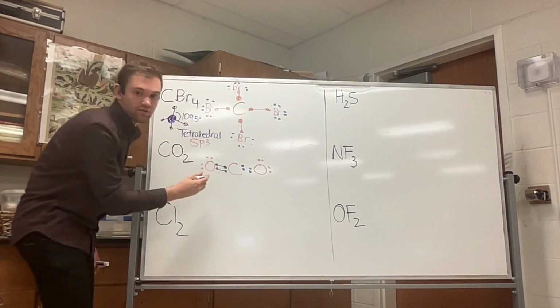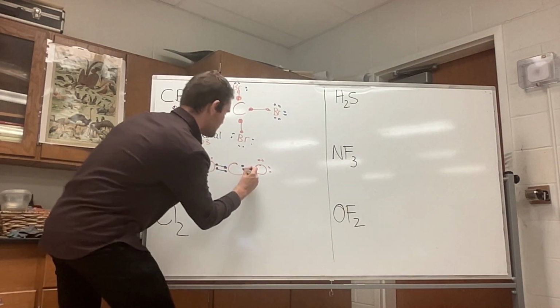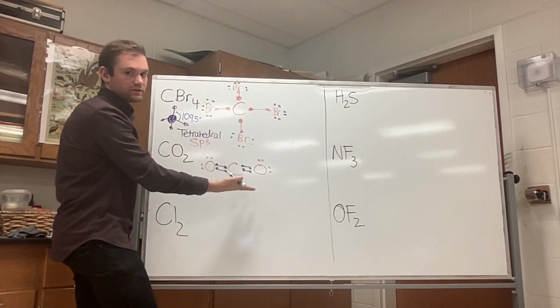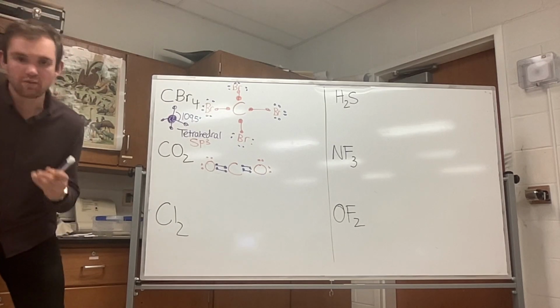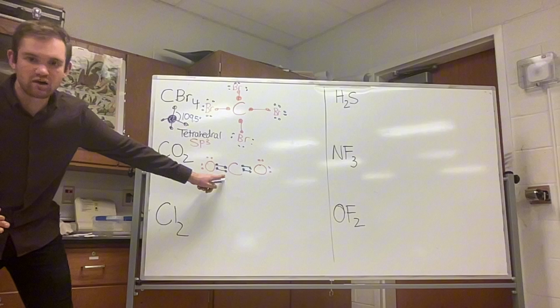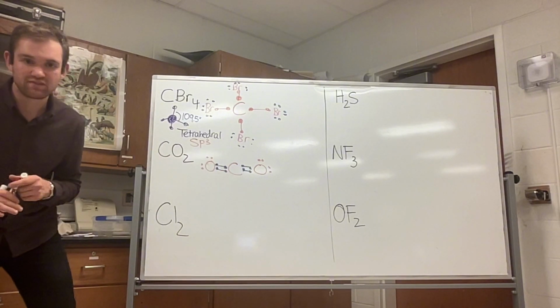Oxygen gets 2 over here, and carbon gets 2 more from this oxygen. And when we go this way, the carbon will get the other 2 it needs from this oxygen, and this oxygen will be happy. So carbon starts with 4, and it needs 4. 2 come from this double bond, and 2 come from this double bond. So hopefully that makes sense.